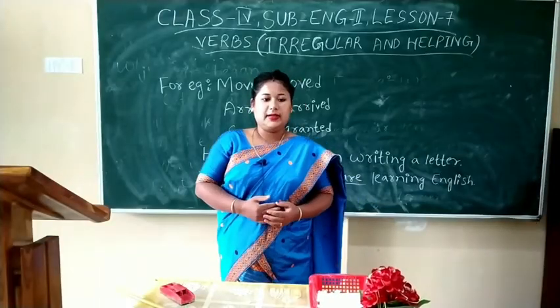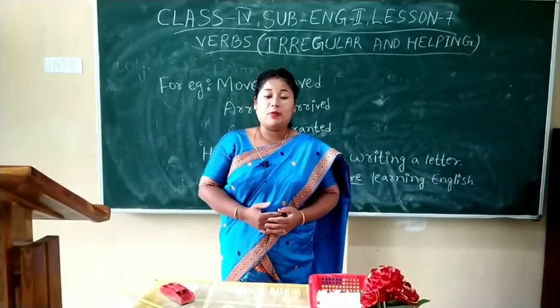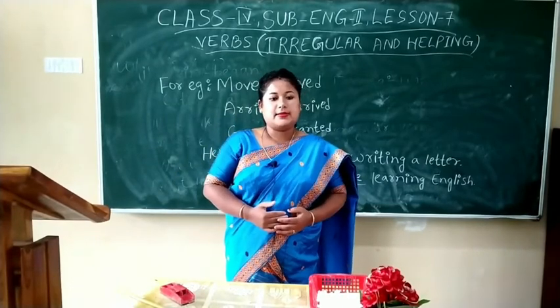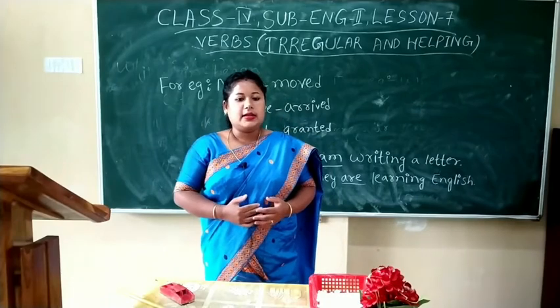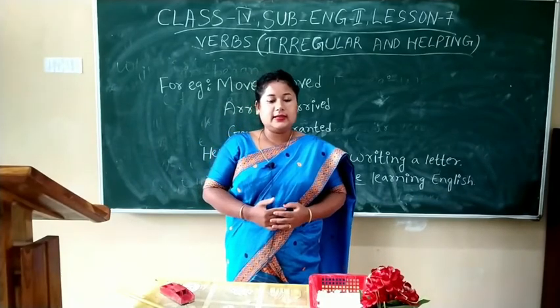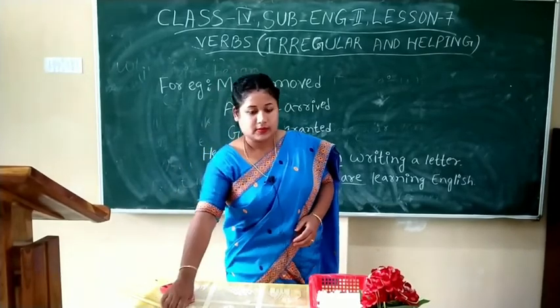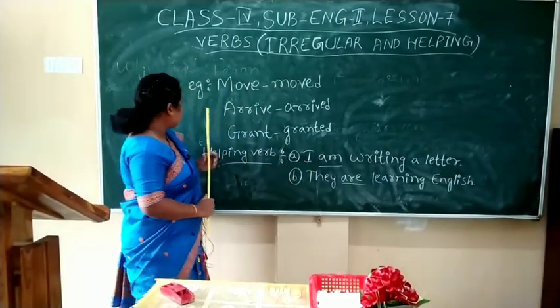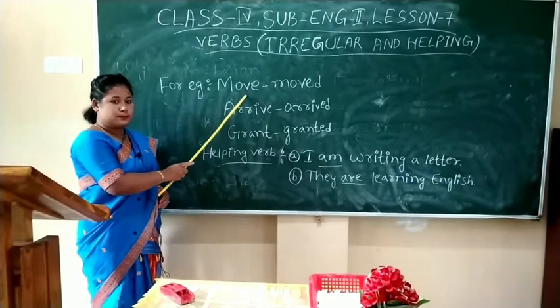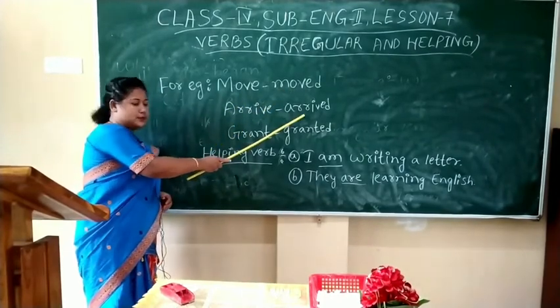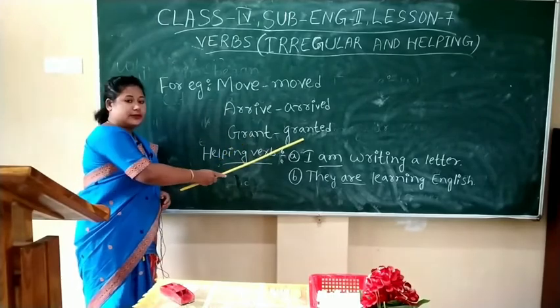In class 3, you have already learned about regular verbs. In regular verbs, the past tense is formed by adding d or ed to the base form of the verb. For example, move, moved, arrive, arrived, grant, granted.